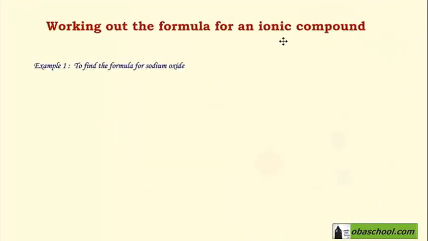Working out the formula for an ionic compound. Example 1 is to find the formula for sodium oxide.